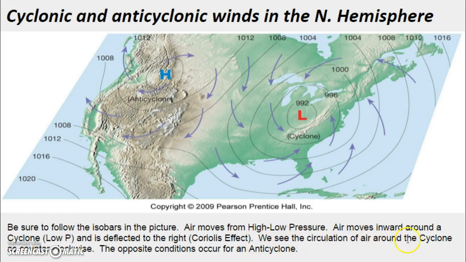So we see the circulation around the cyclone. Here's my cyclone, my low pressure, as counterclockwise. It's the opposite conditions that occur for the anticyclone. So high pressure and low pressure, you really have the opposite features occurring. High pressure is moving clockwise, low pressure counterclockwise. High pressure air is moving outward, low pressure air is moving inward. But both of them reflect the movement of the Coriolis effect.